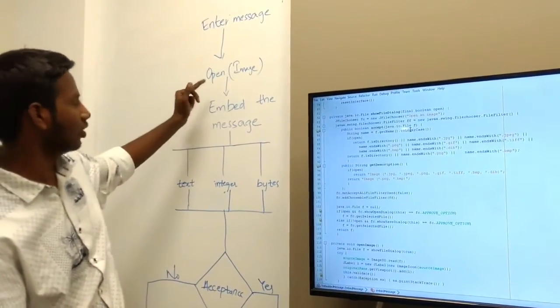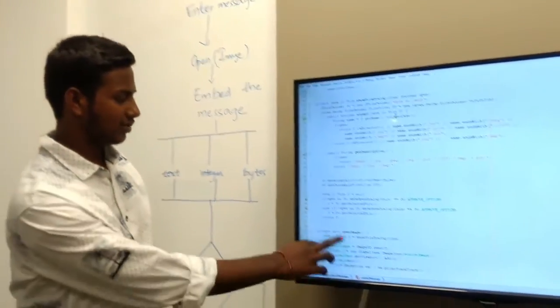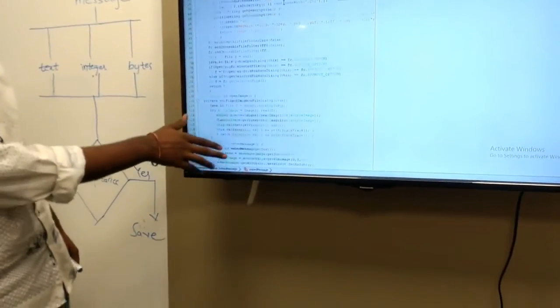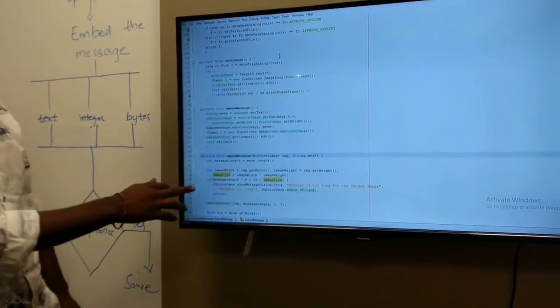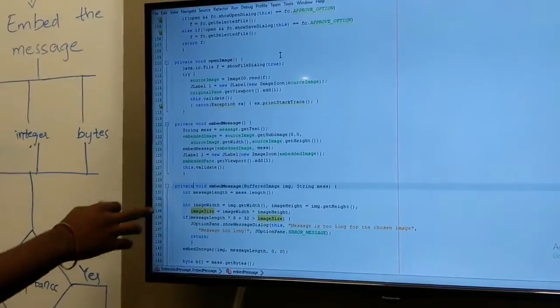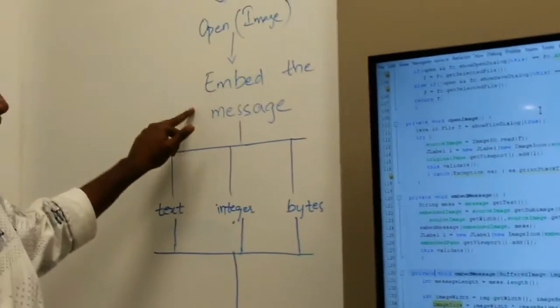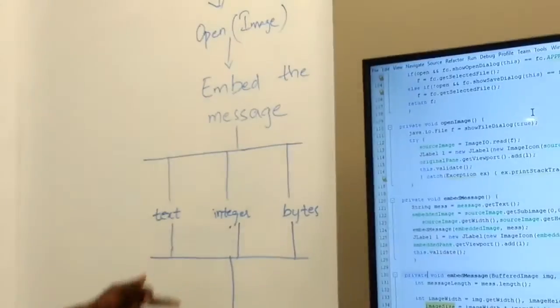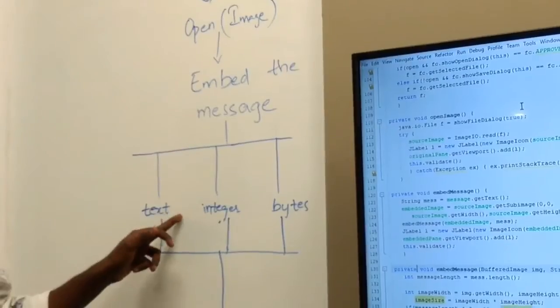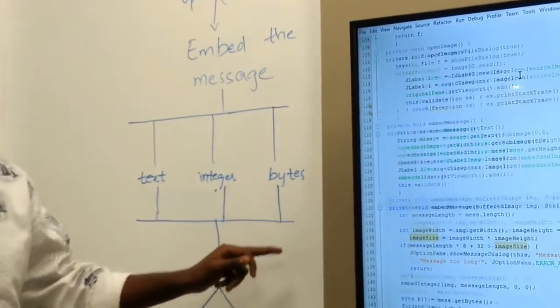Again, it will take the open image. Open image is a function, and it will open the image. From it we will get a dialog box, and we can choose the image from the dialog box. After that, we will embed the message into the image. The embedded message has three types: it will embed text, integer, and bytes.